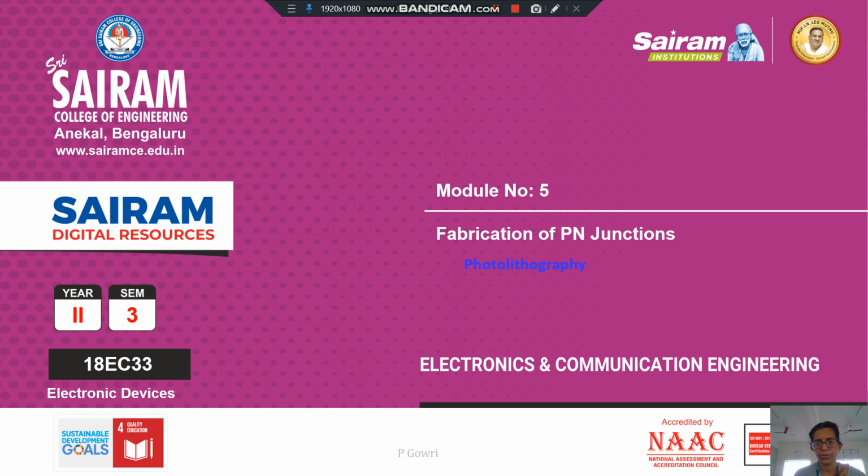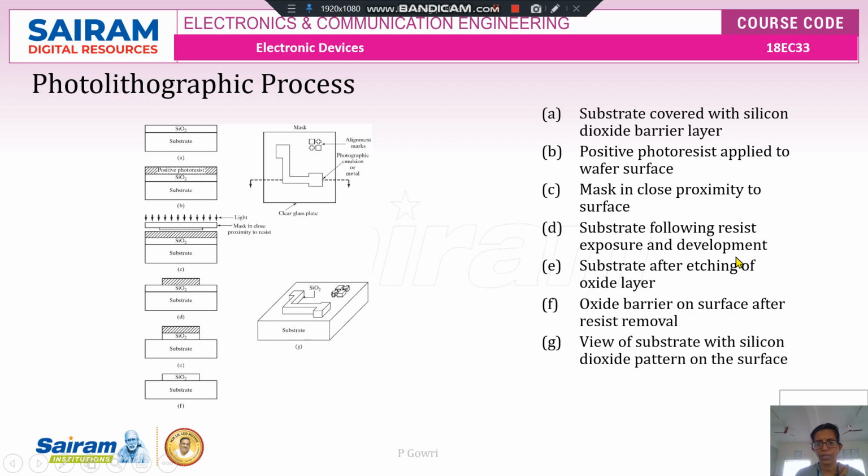In the previous videos, we have discussed the other topics in module 5, that is thermal oxidation, what is meant by chemical vapor deposition, rapid thermal processing, diffusion and ion implantation. In this video, we will be discussing photolithography. Photolithography is an important step in IC fabrication.